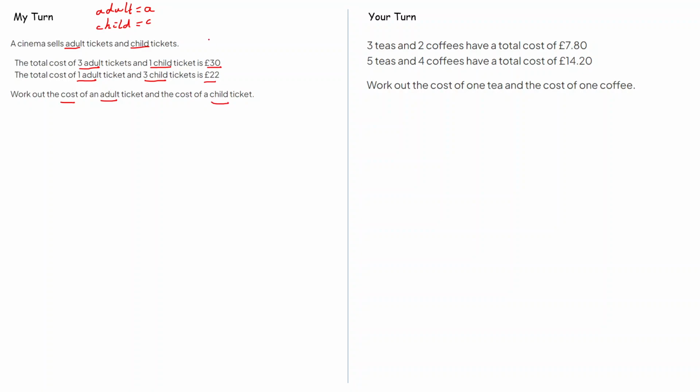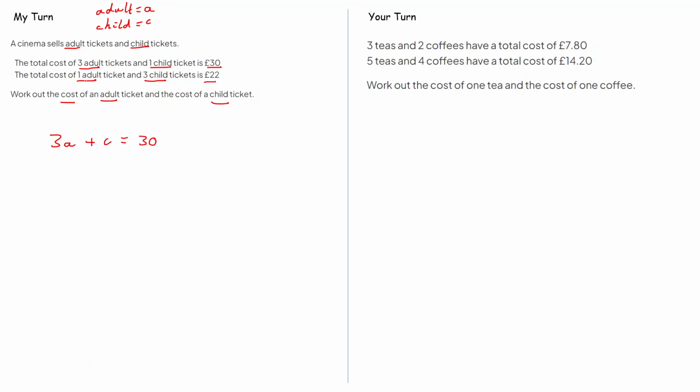Okay, right, so the first one, I've got 3 adults, which just means 3 lots of A. So I'll write that as 3A. And 1 child ticket, so plus 1 child ticket, which I can just write as 1C, the same thing as C. And that has a total cost of £30. So in total, that is equal to £30. So hopefully you can see the idea here, right? We're just forming an equation from what we're given.